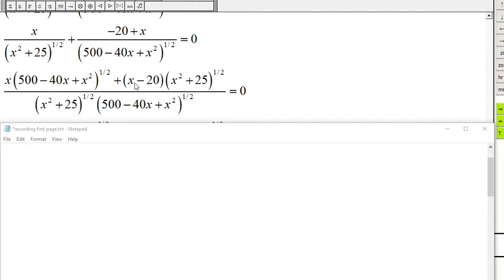And again, when we have a quotient equal to 0, the only way this can be equal to 0 is if the top is equal to 0, because if the bottom is equal to 0, then we get undefined. And therefore from here, we can say that the top is equal to 0.